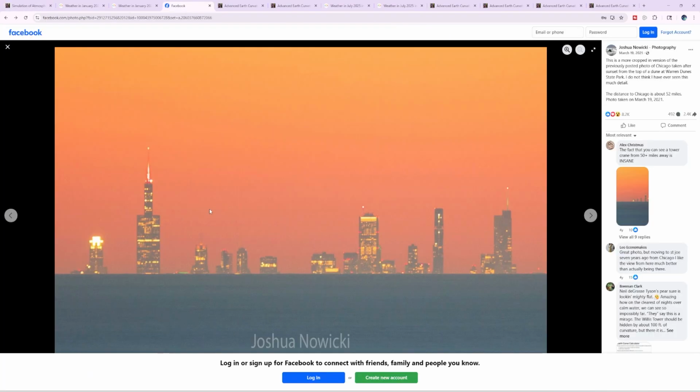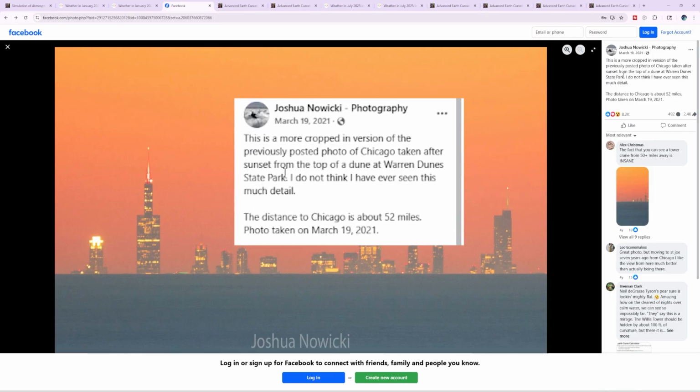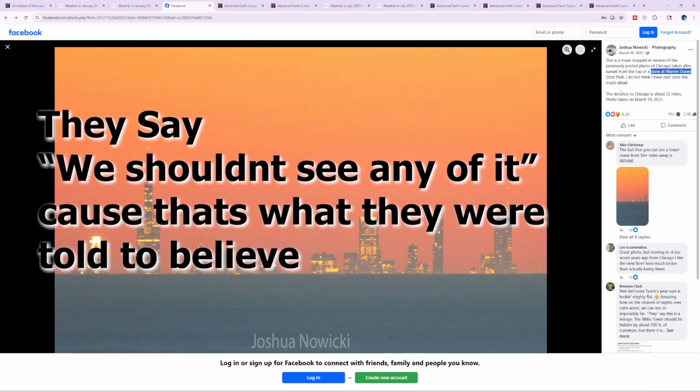What we're going to use as our example observation is the Joshua Nowicki Chicago one. This is one that flat earthers love to use, but the fun thing that they forget is, as you look, the photographer himself says, Chicago taken after sunset from the top of the dunes at Warren Dunes. And it's about 52 miles away. I measured it, it was 53 miles, but he says top of the dunes.